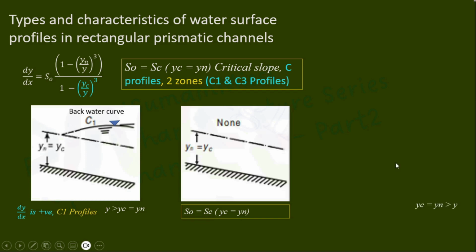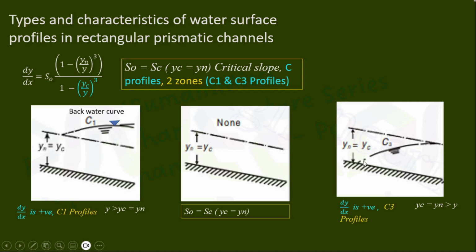And in the third case, y is less than yc equal to yn, that means for the C3 profile also dy/dx is positive. The profile is starting from zone 3 and the flow depth is increasing in the direction of the flow, which indicates that the C3 profile is a backwater curve.